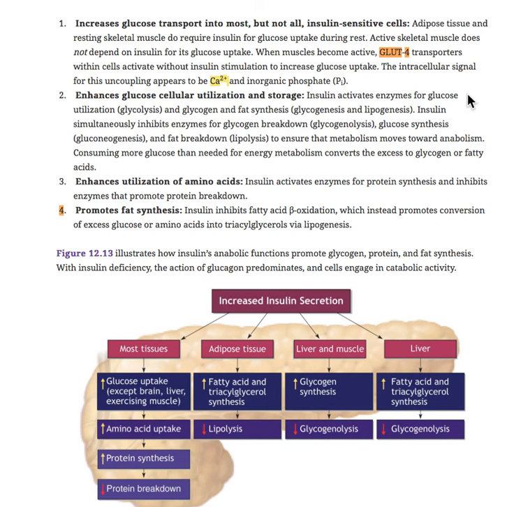So this worksheet describes glucose uptake in a muscle cell that is stimulated by insulin.